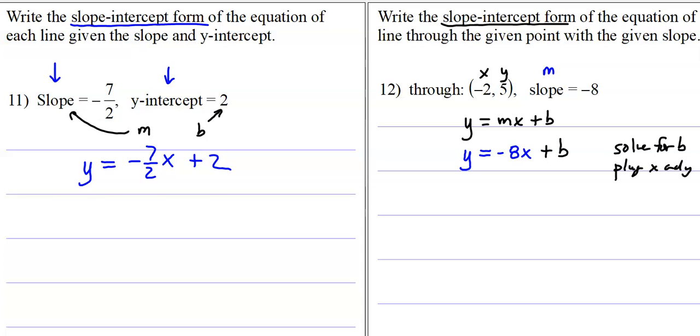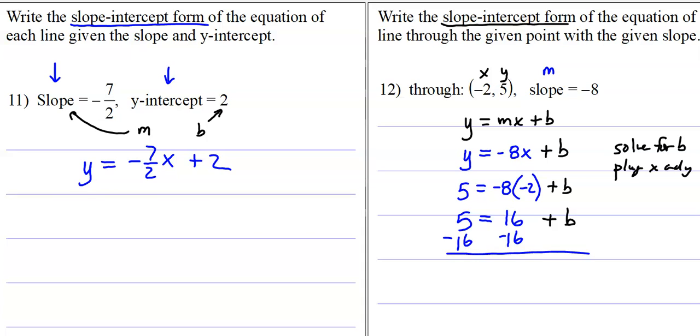So I'm going to go 5 equals a negative 8x. And then I have the plus b still, just chilling. And I rock that out. 5 equals 16 plus b. To get the b by itself, I have minus 16, minus 16. And it looks like b is negative 11.